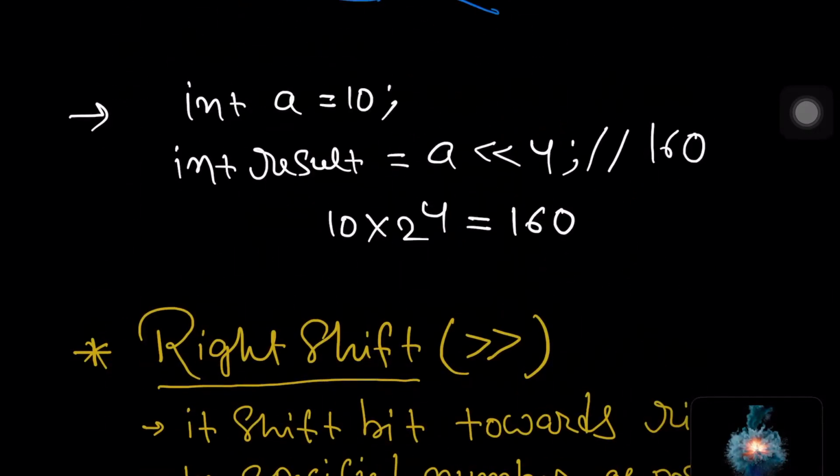Similarly, here we are having int a equal to 10. Int result equal to a shifted by 4 positions. We are asking that whatever number you have, just shift it by 4 positions. So I'm directly going with the formula: number times 2 to the power of shift equals 160.